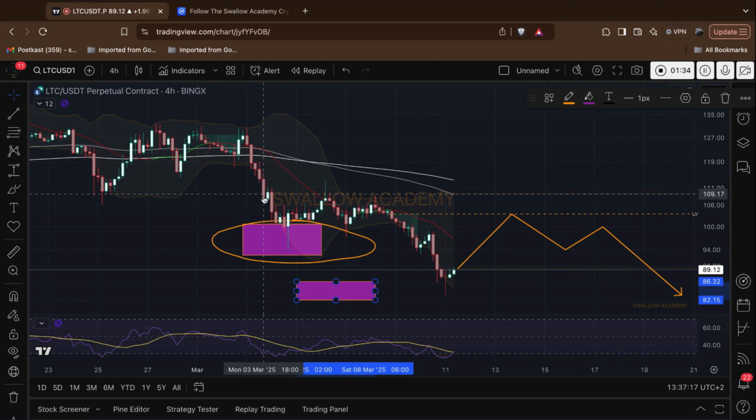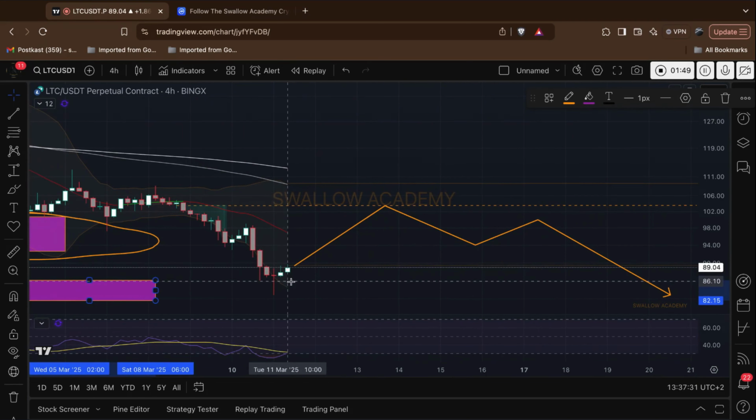But we went outside pretty heavily with a wick here. Then we had a recovery to the middle line, then some kind of choppy, sideways movement, and a recovery to the upper side again after touching here. And again, we are outside the Bollinger Bands.